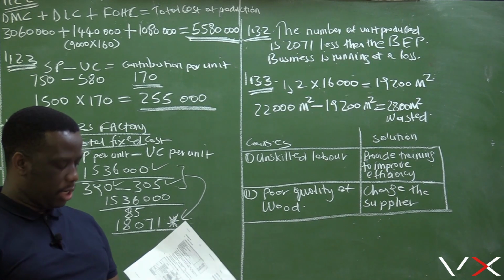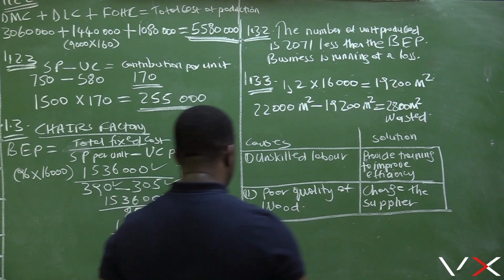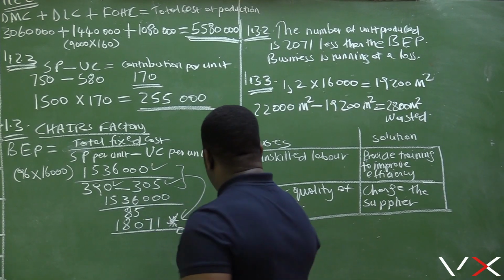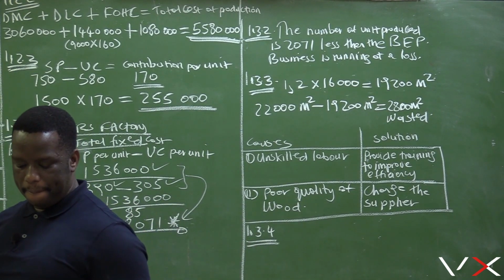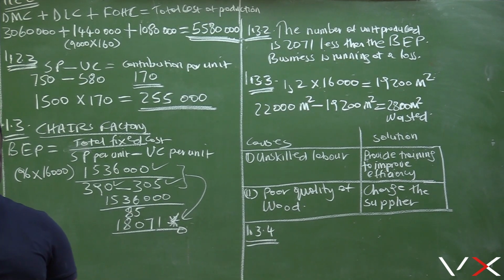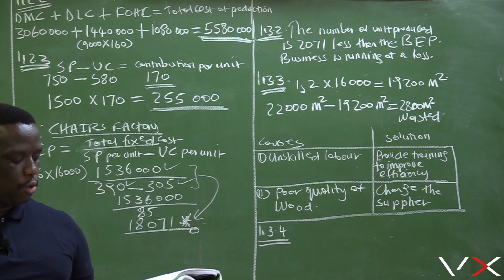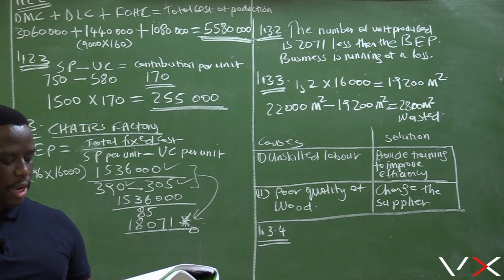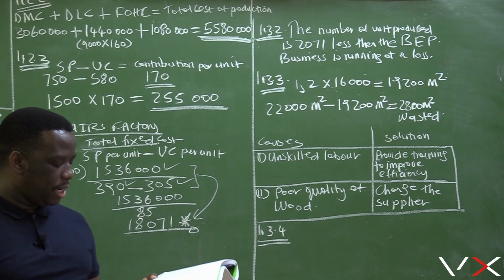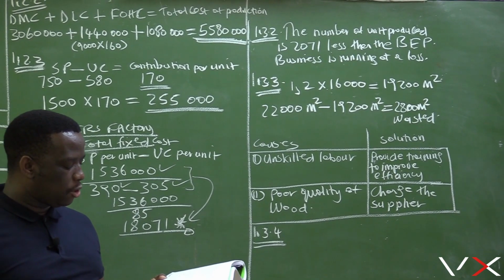1.3.4, which is the last question in question 1, which is based on manufacturing. Give 2 reasons for the increase in direct labor cost. Provide a solution for each. Note that wages and salaries increased by 5% in the current financial year. So we need to give 2 reasons for the increase in the direct labor cost, and we need to provide a solution for each.